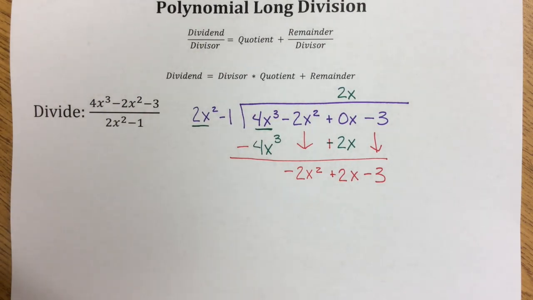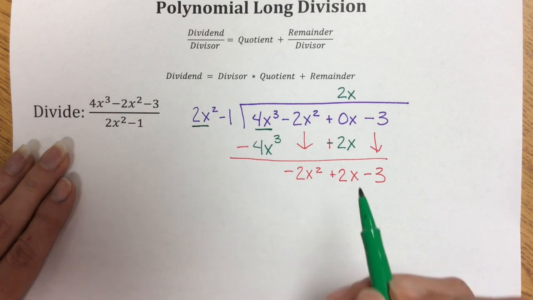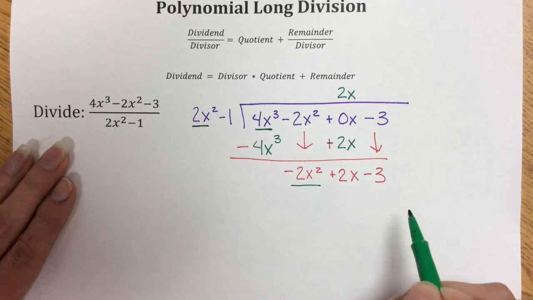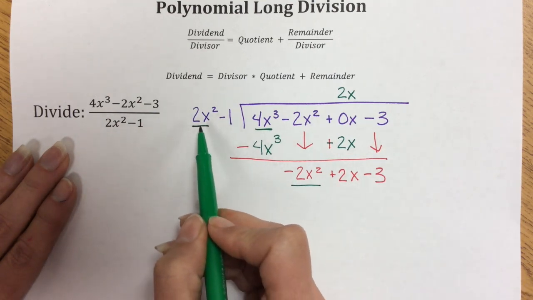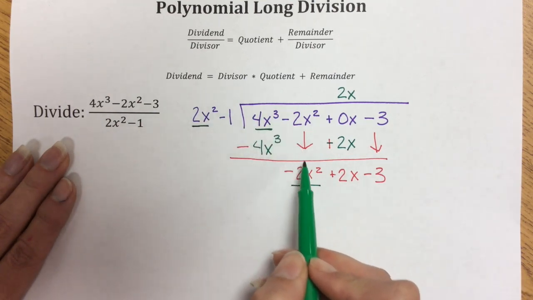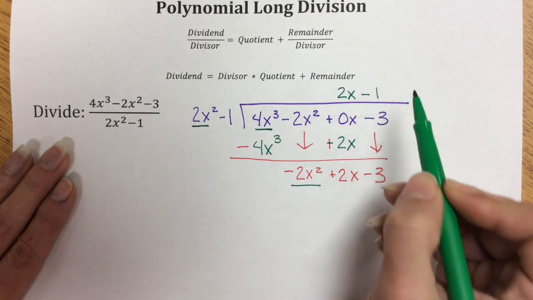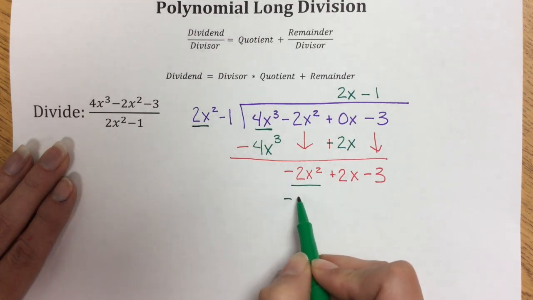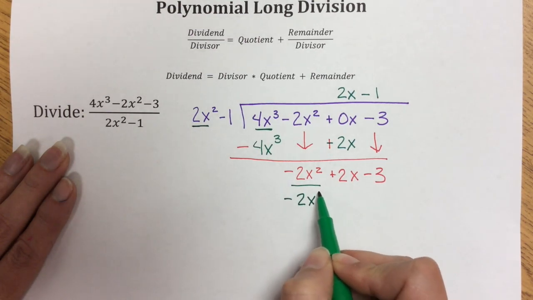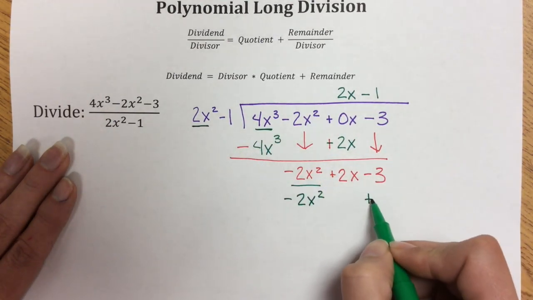Next, we're going to repeat the same process again. We're going to look at the first term on the outside, and now we're going to look at our new first term on the inside and ask the question, what do I multiply by the first term on the outside to get this new first term on the inside? And you'll see it's just minus 1. So negative 1 times 2x is negative 2x squared. And negative 1 times negative 1 is positive 1.